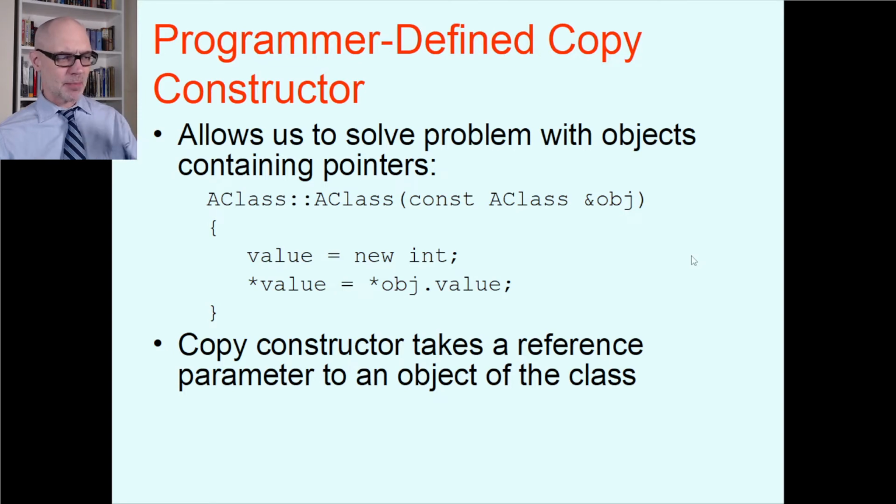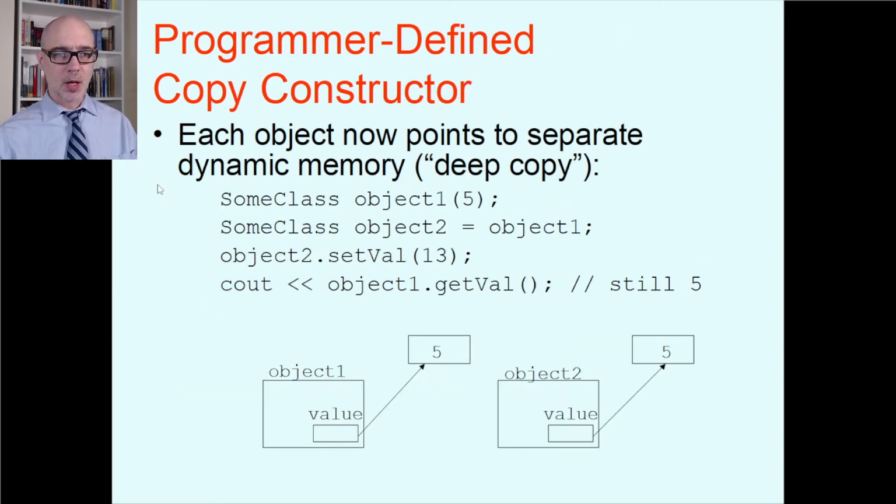All right, so let's map out how this one works differently from the prior example. Now that we've got our programmer-defined copy constructor, each object now points to a separate piece of dynamic memory. Some people refer to this as a deep copy. You haven't just copied the pointer, you've also copied the structure that the pointer points to.